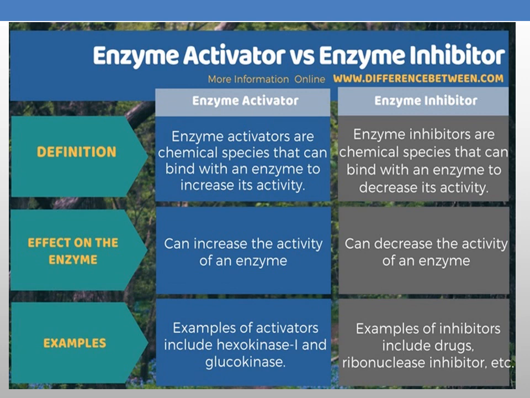Enzyme activator, enzyme inhibitor, the difference between the two. This is just for our interest. We are just comparing the activator and inhibitor. Enzyme activators are chemical species that can bind with an enzyme to increase its activity. An enzyme inhibitor, the opposite, decreases its activity. And third, examples. Examples for activators: hexokinase 1 and glucokinase. Inhibitors include drugs, ribonuclease inhibitor, etc.